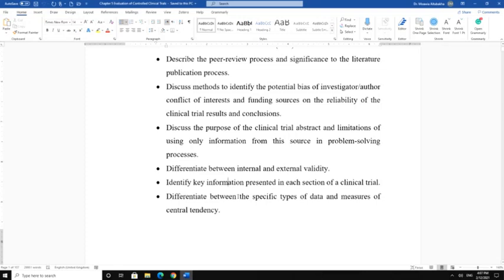You need also to identify what are the key information that should be presented in each section of a clinical trial published manuscript. So what are the sections in the report or in the manuscript or in the paper that should be listed and described?